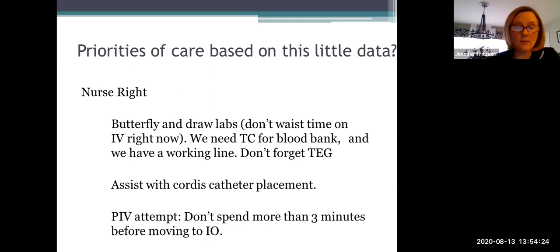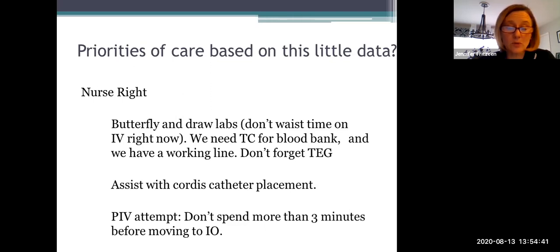I would say, Nurse Wright, get them on the monitor. Don't mess around with an IV. Get a butterfly and just draw labs really quick because we do need a type and cross for the blood bank. We already have a working line that they can start putting blood in. And don't forget about the tag.